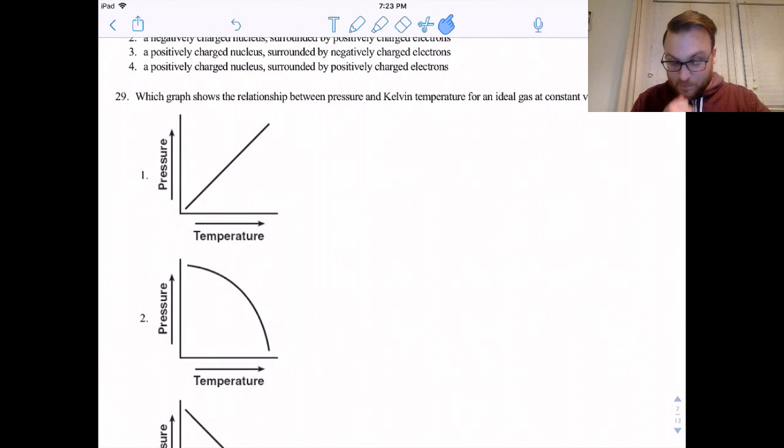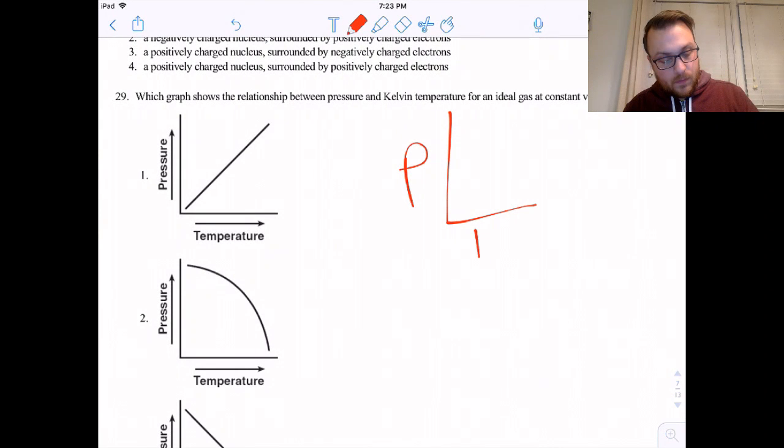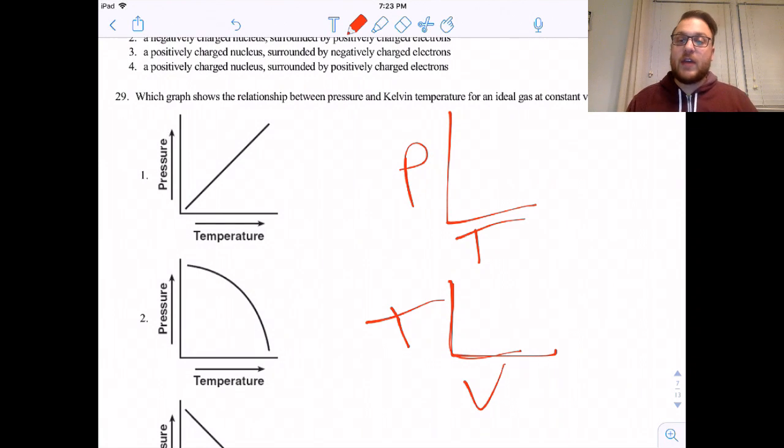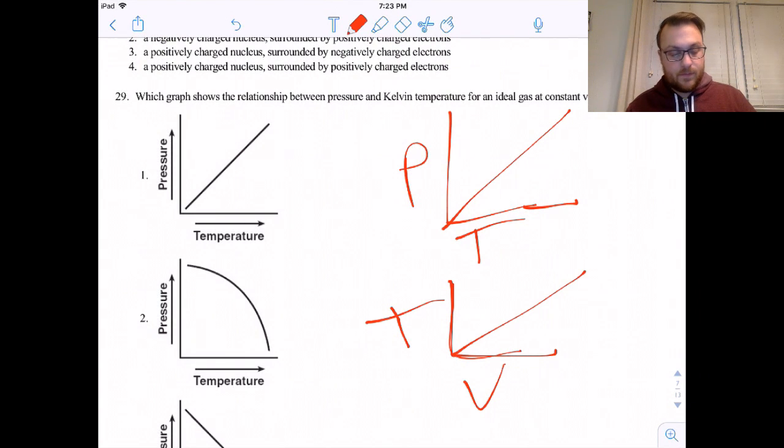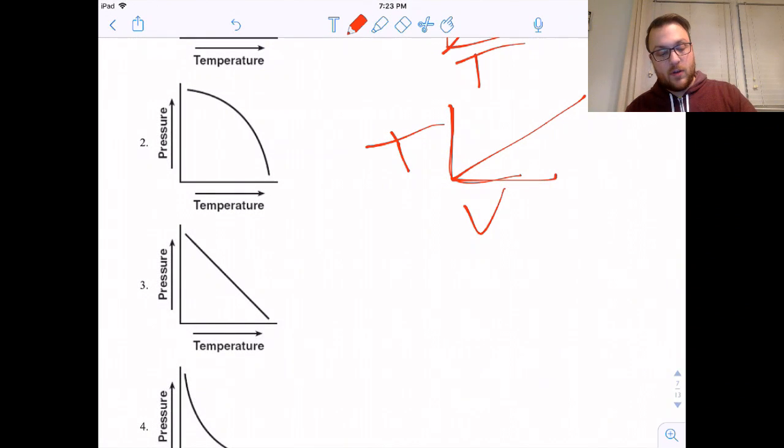Let's do all the graphs for gases. Pressure versus temperature is a linear relationship, proportional. They go up and down together, so it will look like that. Temperature and volume is the same thing. They go up and down together, so it's going to look exactly like the pressure versus temperature graph.